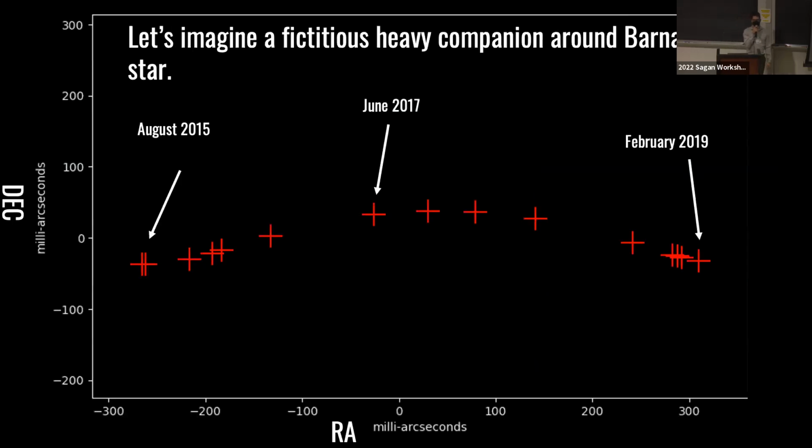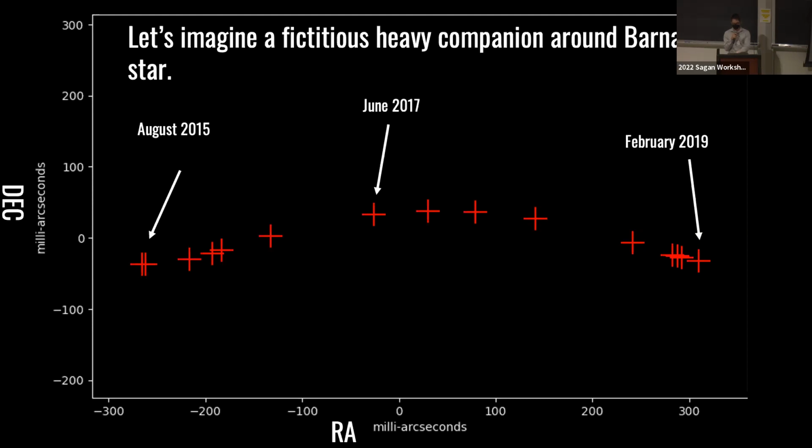Now let's imagine a fictitious heavy companion around Barnard's star. The companion mass is greatly exaggerated here just to make this effect really clear. But what you would see is that the star is not following a straight path, but it's following some curved motion. And parallax here has been removed. Parallax makes stars follow a perceived curved path, but that's been removed here. You're just seeing the bend from the companion.